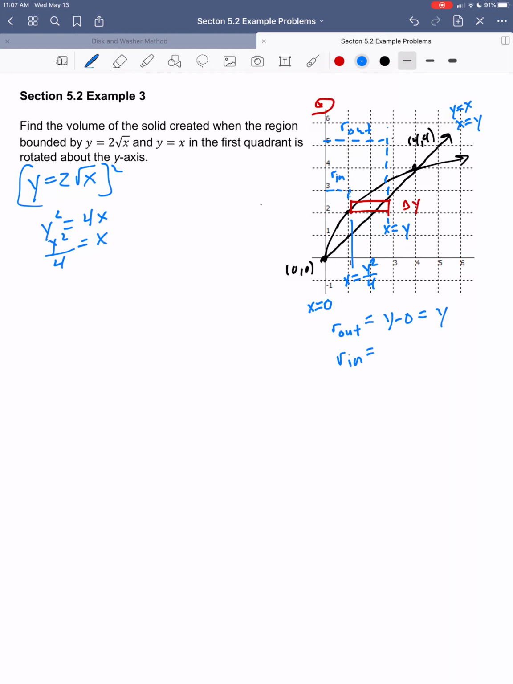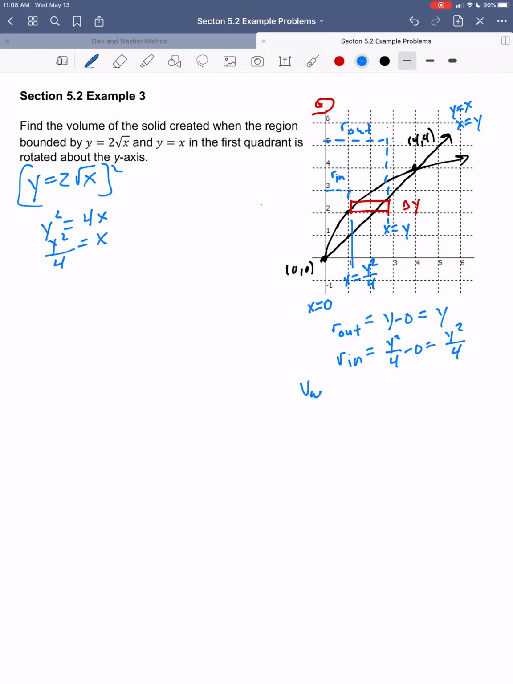My inner radius, on the other hand, is from this left end of the rectangle to the axis. So that has an x-coordinate of y squared over 4 and then an x-coordinate of 0. So I'm going to get y squared over 4 minus 0, which would just be y squared over 4.